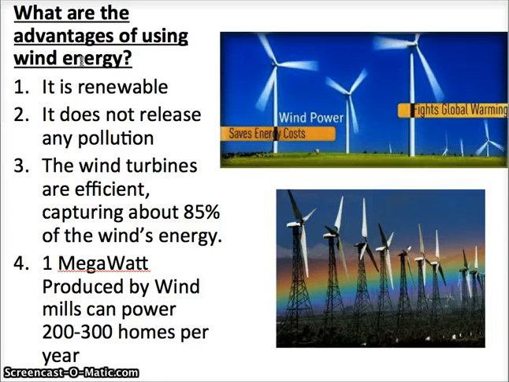Well, let's first talk about the advantages of using wind energy. First of all, it's renewable, so it can be used over and over again. It does not release any pollution, which is good. Wind turbines are really efficient and capture about 85% of the wind's energy. And last but not least, 1 megawatt produced by windmills can power 200 to 300 homes per year. So it can power quite a few homes, each one.